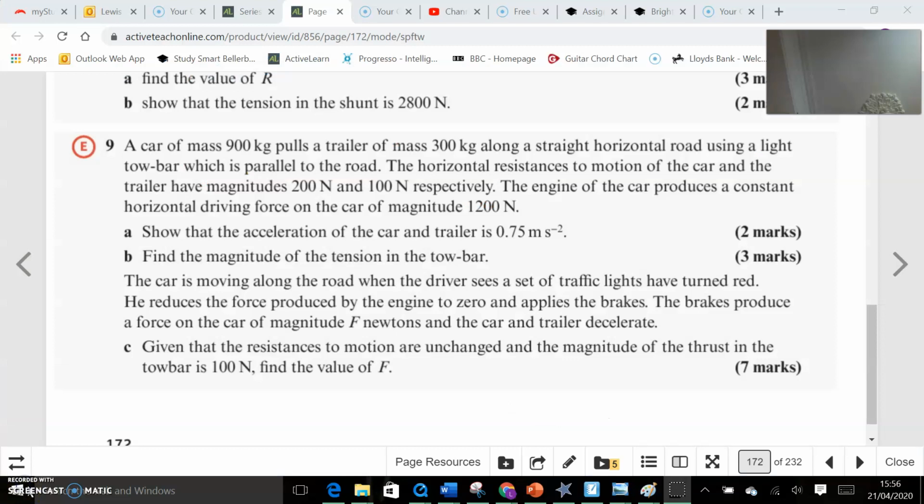So, returning to the question then, we have the car moving along the road when the driver sees a set of traffic lights have turned red. He reduces the force produced by the engine to 0 and applies the brakes. The brakes produce a force on the car of magnitude F, and the car and trailer decelerate. The resistances to motion are unchanged, and the magnitude of the thrust in the tow bar is 100 newtons. Find F.